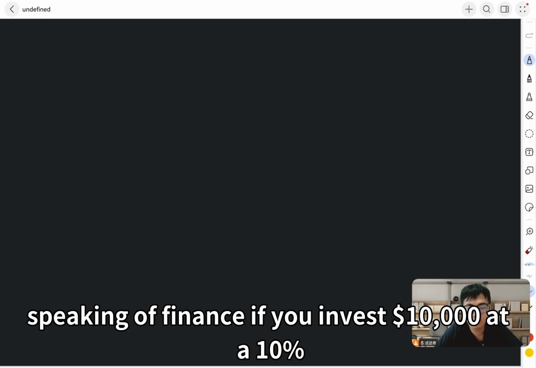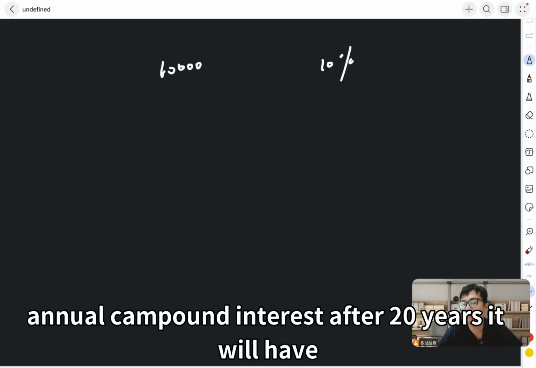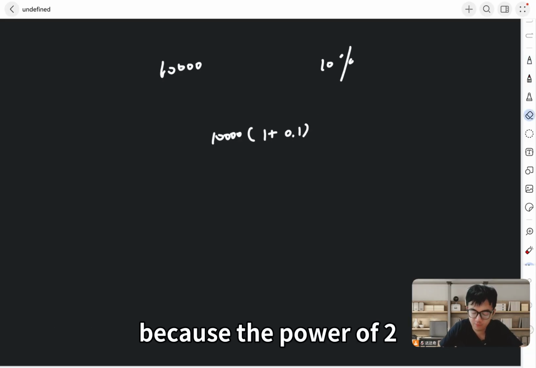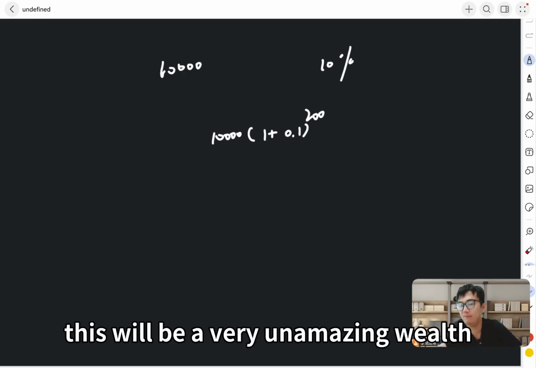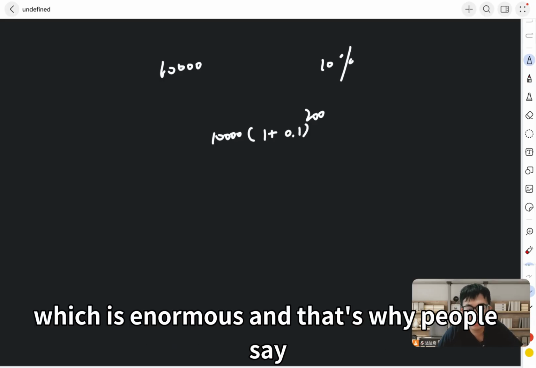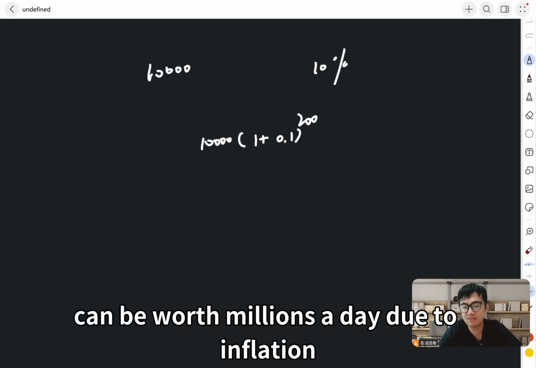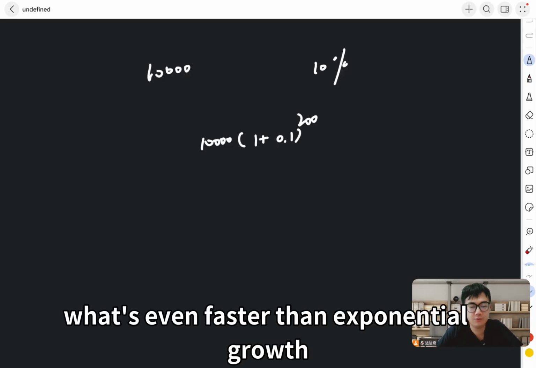Speaking of finance, if you invest $10,000 at a 10% annual compound interest, after 20 years, you will have... the next year you will have 1 plus 0.1, the second year you go to the power of 2, and in the third year the power of 3, and after 20 years, this will be a very amazing wealth, which is enormous. And that's why people say $1 from 200 years ago can be worth millions today due to inflation and compounding.